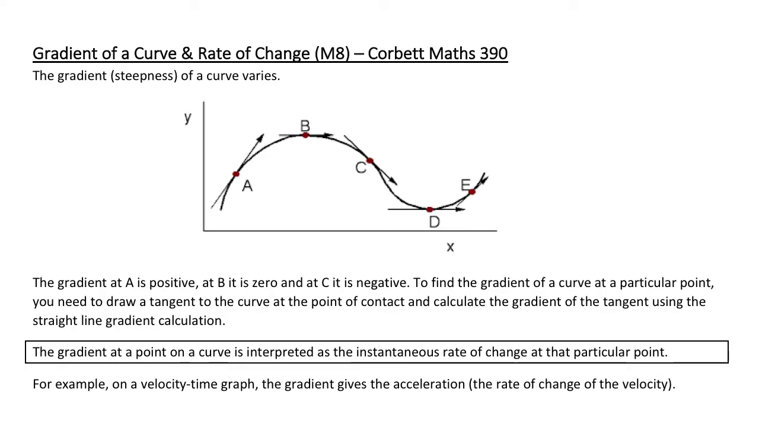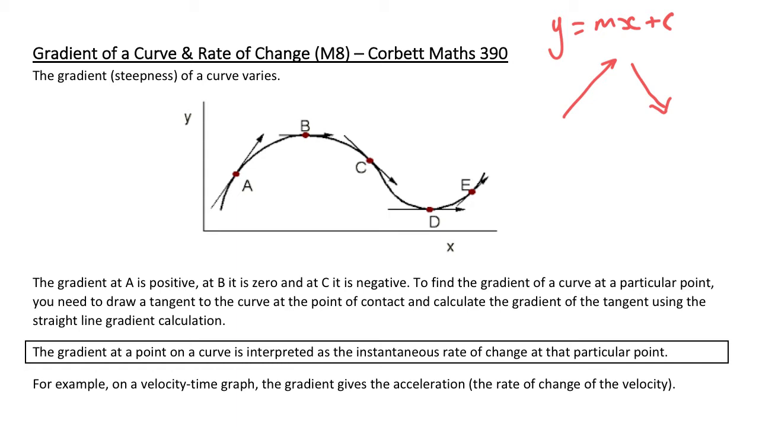Gradient of a curve and rate of change. The gradient or steepness of a curve varies. Now, whenever we talk about gradient, we might think about the general equation of a straight line, y equals mx plus c, where the gradient tells us how steep or shallow the line is and whether it slopes up or whether it slopes down. So whenever we talk about a gradient of a curve, you might be thinking, well, how can a straight line be part of a curve?